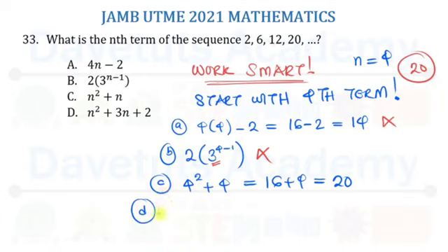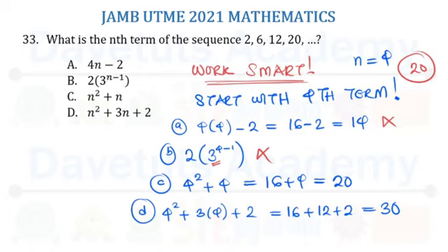In the last case, n squared plus 3n plus 2. So we have 4 squared plus 3 times 4 plus 2. So this will be 16 plus 12 plus 2. 16 plus 14, this will be 30. So this is also wrong. And then this is the only one. So picking that fourth term, I can just say my solution is C.